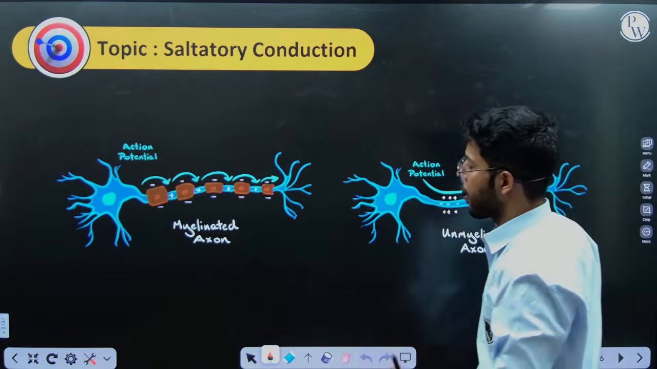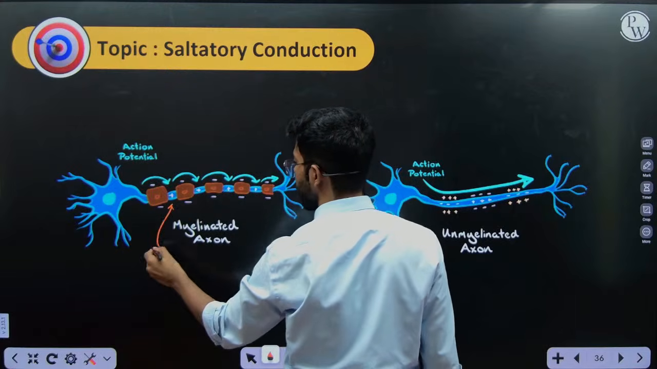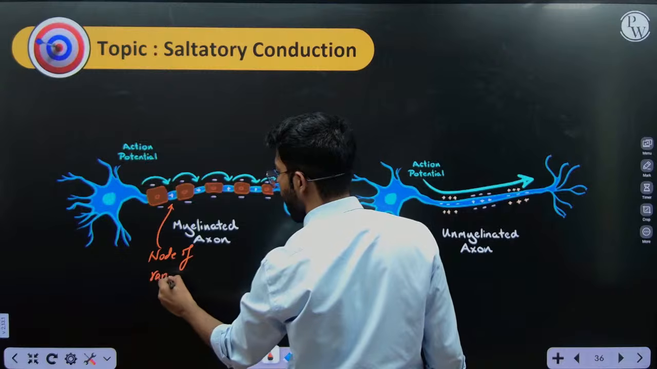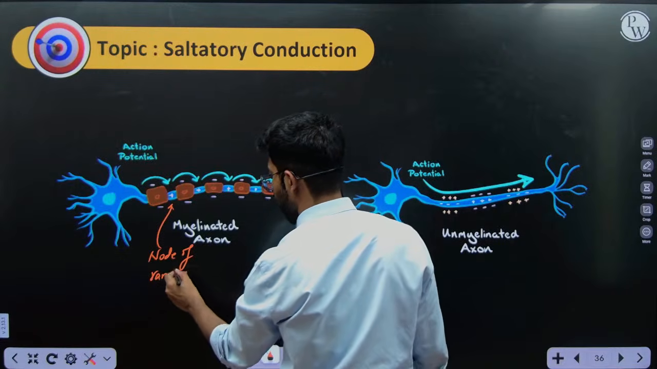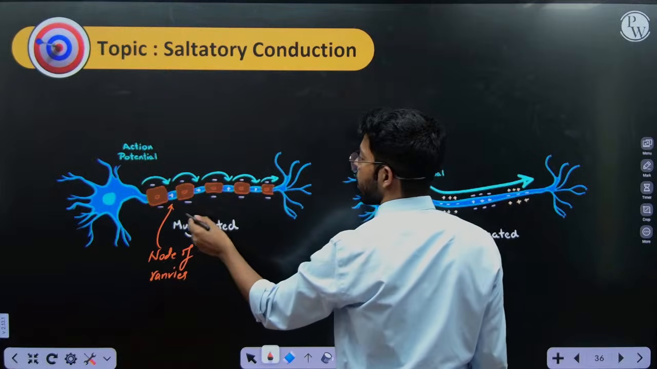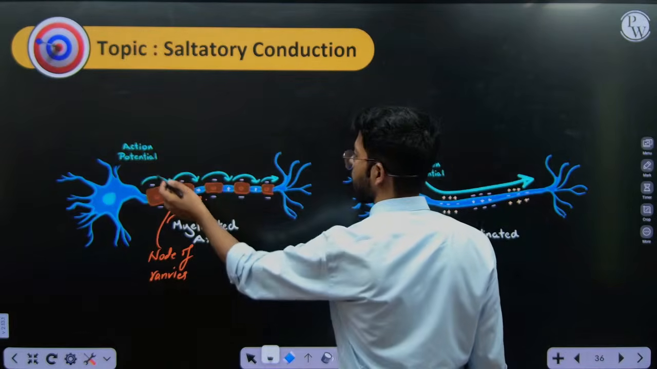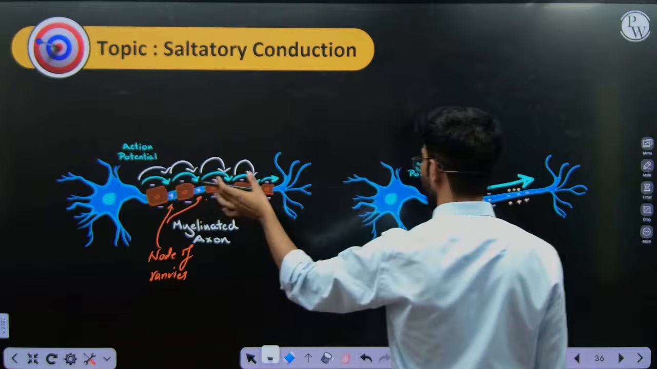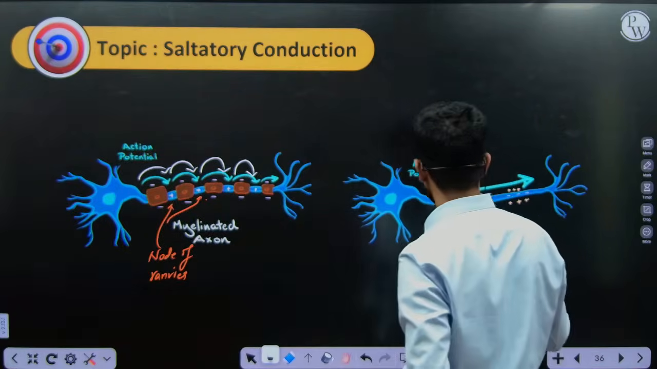Now the saltatory conduction. Saltatory conduction is from nodes of Ranvier. These are the nodes of Ranvier, and you can see the action potential jumps from node of Ranvier to node of Ranvier, and it is very fast as compared to the unmyelinated neuron.